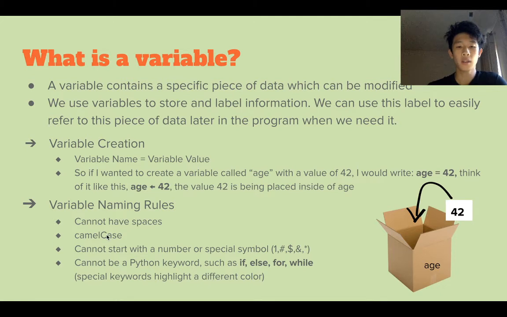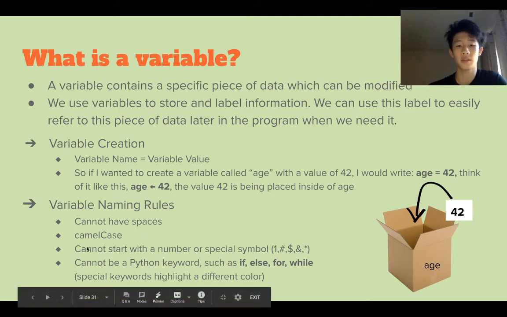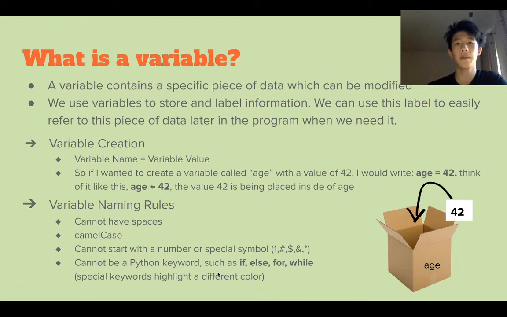So there are some naming rules when it comes to variables, such as it can't have any spaces in it, and it has to be camel case. Well, it doesn't have to be camel case, but it's just the conventional way of naming variables. You want to have a lowercase first word, and then you want the next word to be uppercase, and the words following also to be uppercase. It also can't start with a number or symbol, and it can't be a Python keyword. If it's a Python keyword, you can tell because it'll become a different color in your IDE.